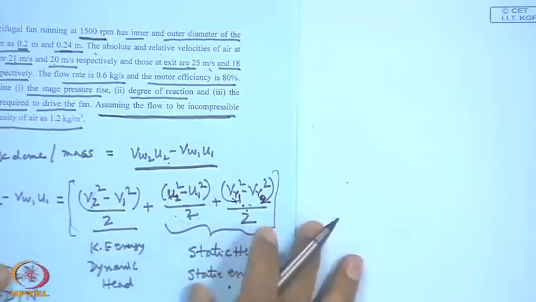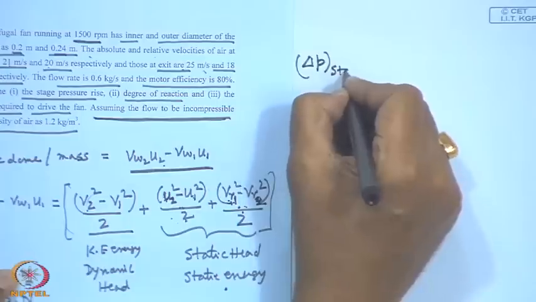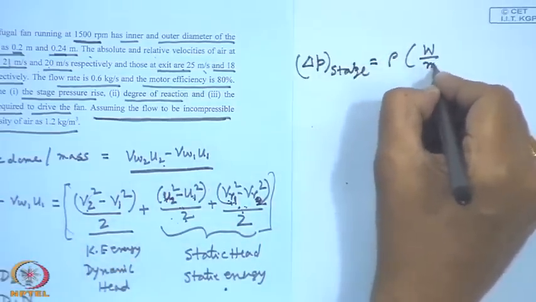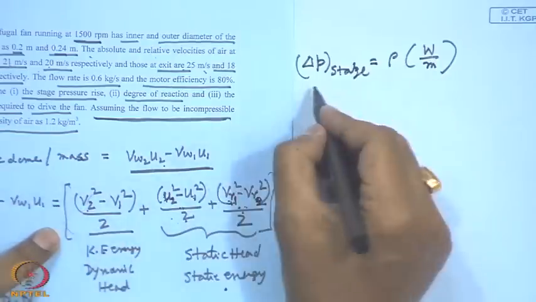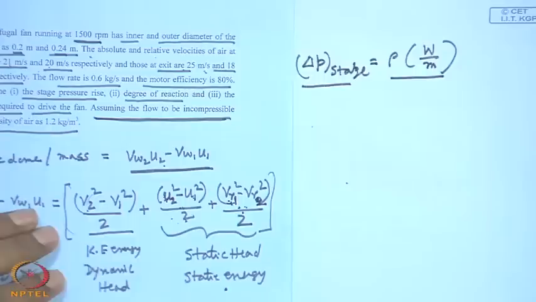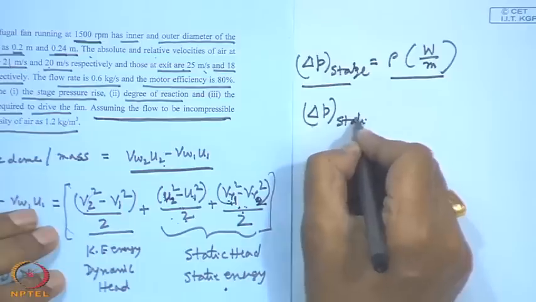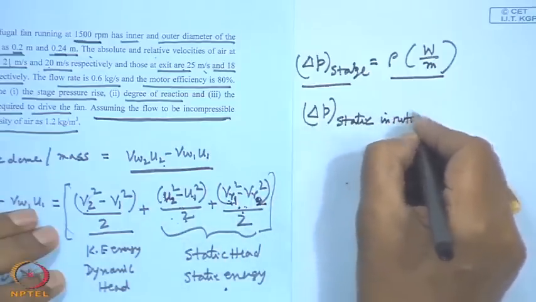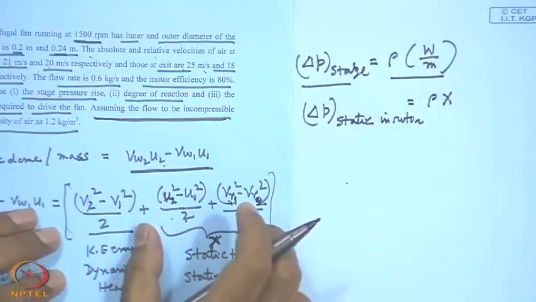Now if we know this work done, for an incompressible situation we can write that delta P stage is nothing but rho times this work done per unit mass. That means you just multiply with rho, and you get the delta P per stage. In the stage, you find out the delta P. Now the static pressure rise is this one. So delta P static in the rotor is equal to rho into x, where this part I denote as x.